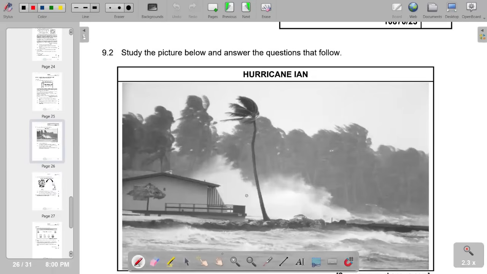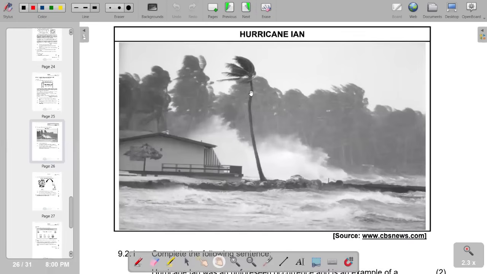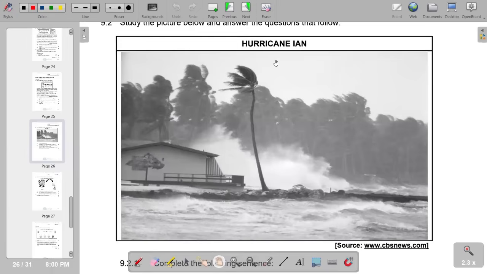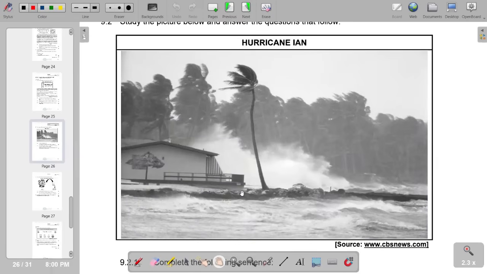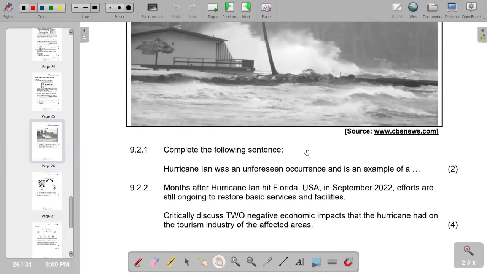So we've got a picture that is showing that there are floods that are taking place, which is the Hurricane Ian, indicated on the picture. Then we go to the first question. Complete the following sentence. Hurricane Ian was an unforeseen occurrence and is an example of a. And of course, this is an unforeseen occurrence. That is the floods that we have, and it's a natural disaster. So we are saying it's an example of a natural disaster.